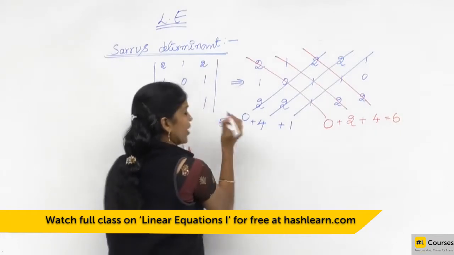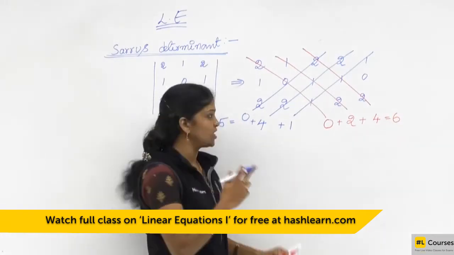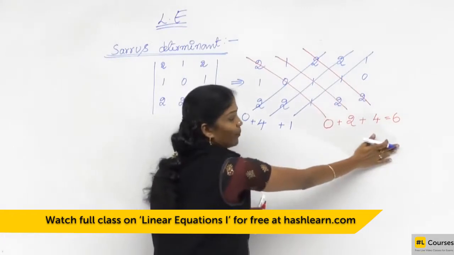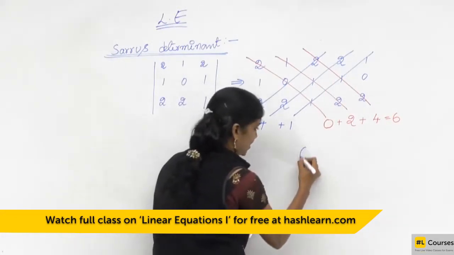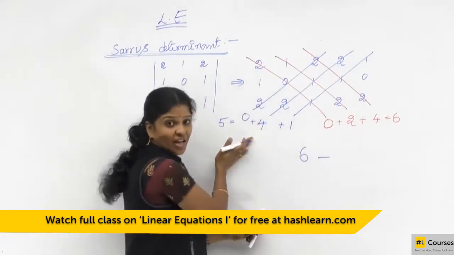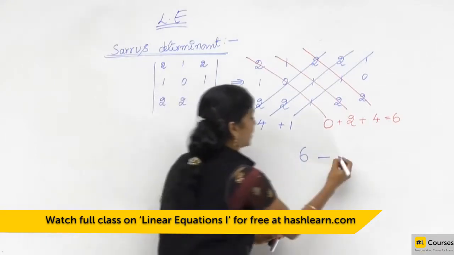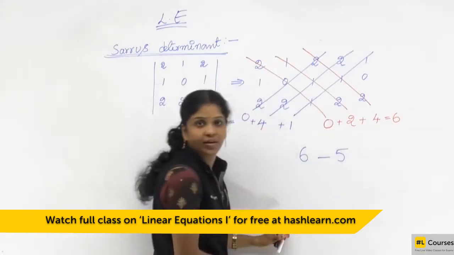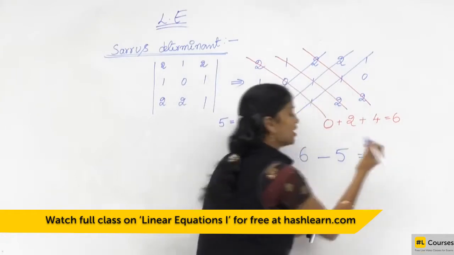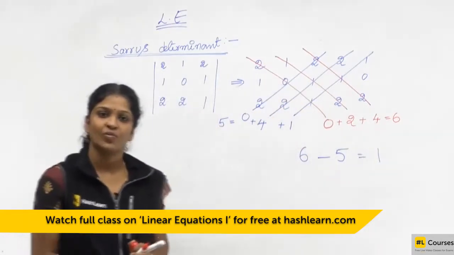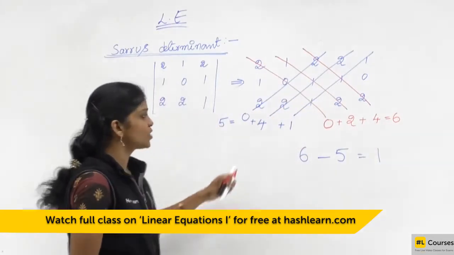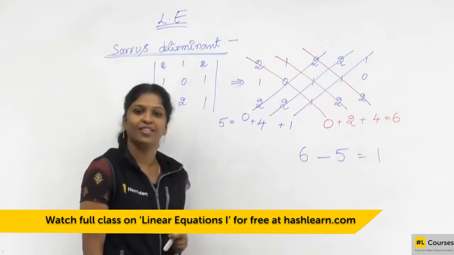I got 5. So, always keep this in your mind, the right hand side number, positive number 6, minus the left hand side, whatever value you are getting, that you write here. Then the determinant value is 1. 6 minus 5 is 1. So, this is finding the determinant using Sarrus rule.